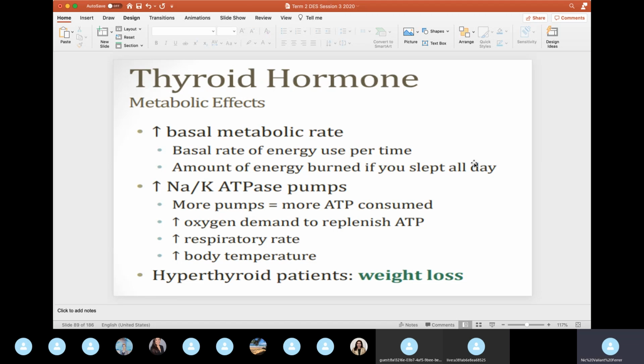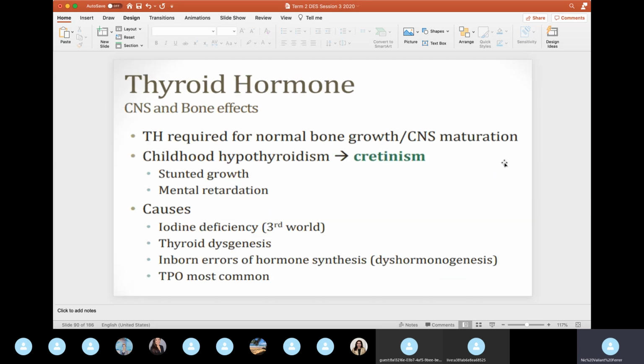Another metabolic effect, increased BMR. How does thyroid increase BMR? High yield, increase in sodium-potassium ATPase pump. If you have more pumps, more ATP is consumed. If you have more ATP consumption, you have increased oxygen demand to replenish that ATP. You have increased respiratory rate. Remember, oxygen is the final electron acceptor of your electron transport chain. And you have an increase in body temperature. Hyperthyroid patients have weight loss. Effects of thyroid on CNS and the bone.